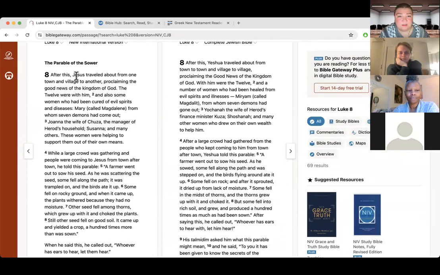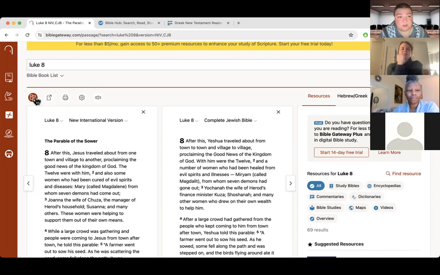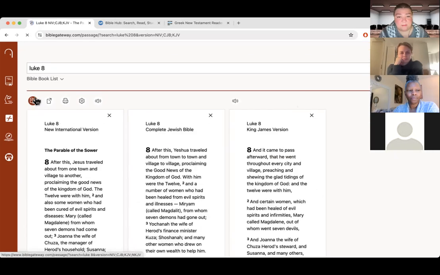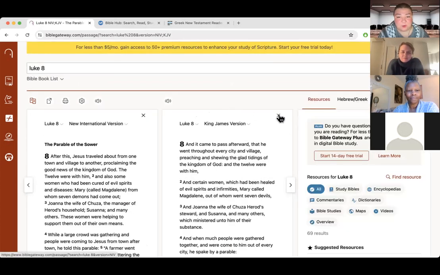So after this Jesus, after this Yeshua. You can also add more parallels if you'd like, so just click on there again, and then it'll add a third and fourth, and I don't know if it goes into infinity, but you can certainly add a few on there. And if you want to close these parallels, you just click the little X in the top corner there.